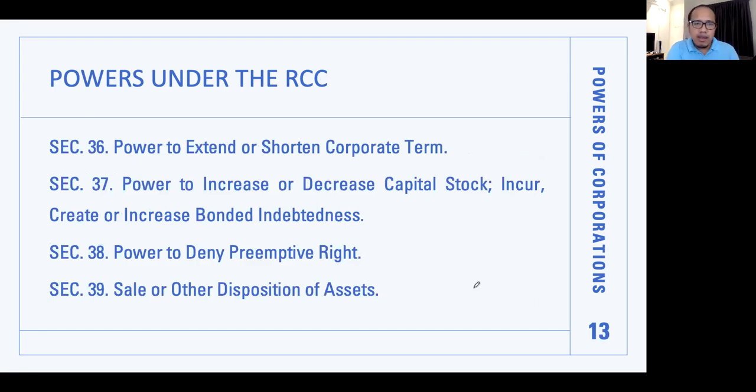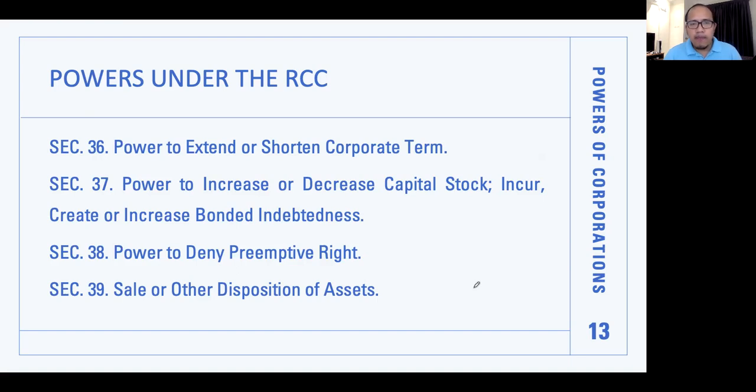Okay? Now we have here additional express powers. Under Section 36: Power to extend or shorten corporate term. We have discussed this in detail before. Diba? Perpetual ang term ng isang corporation, pero kung fixed term siya, yung fixed term na yan ay maaaring pahabain or paikliin. Basta pagdadaanan ninyo yung proseso under the Revised Corporation Code. Tandaan, ang corporate term ay nakalagay sa Articles of Incorporation. Kaya naman, if you are to extend or shorten the corporate term, what is required is an amendment of the Articles of Incorporation.